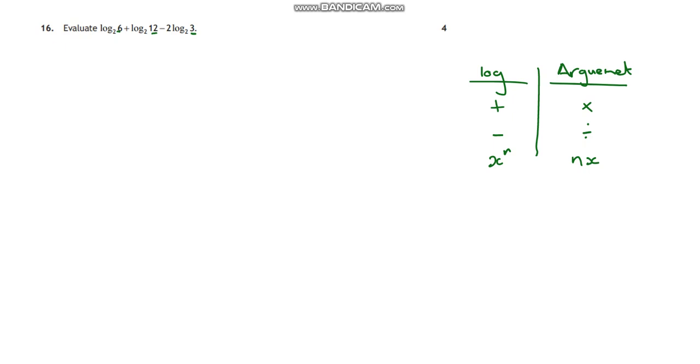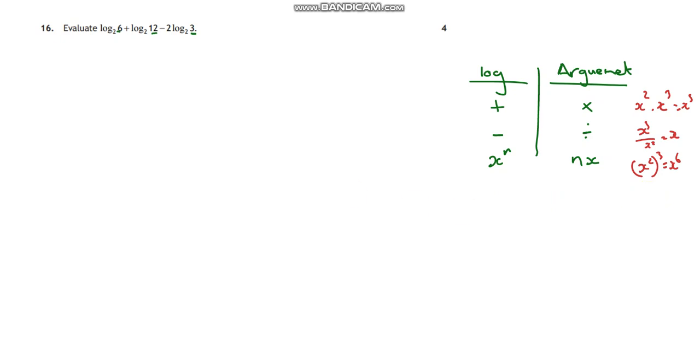Very similar to your indices rules, isn't it? When you're multiplying, if you get x squared times x cubed, you're adding those powers. When you get x cubed over x squared, you're taking those away. That would give you x. That would give you x to the 5. And again, if you get x squared to the power of 3, that would give you x to the 6. You multiply. So there's a real similarity there with those rules. If you remember these rules, basically that's the same for logs.